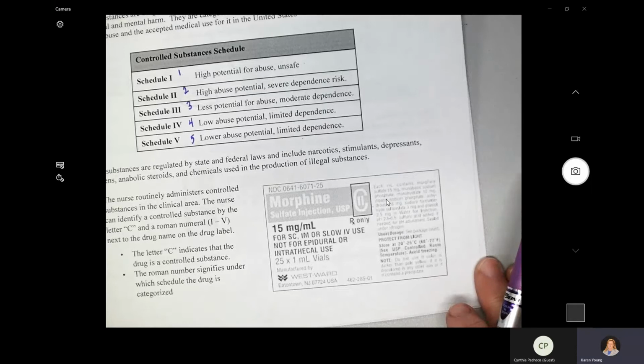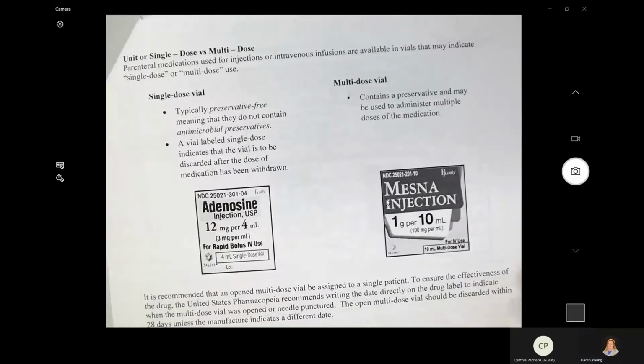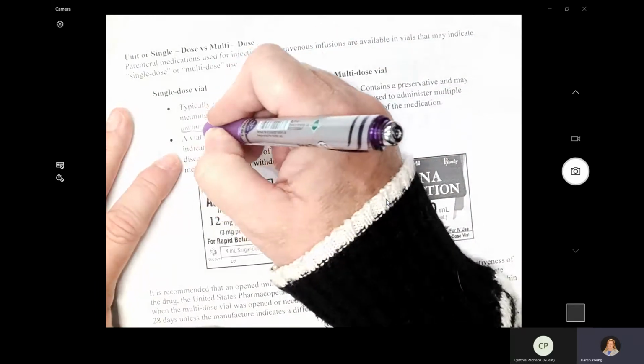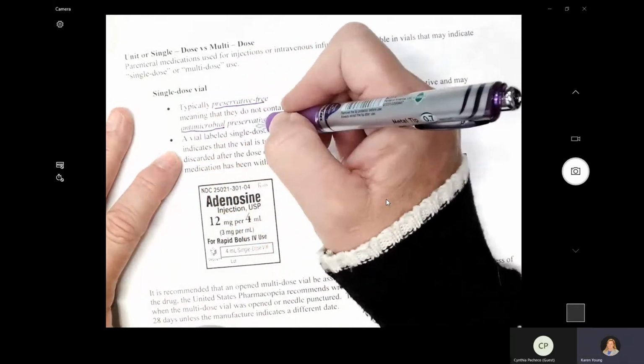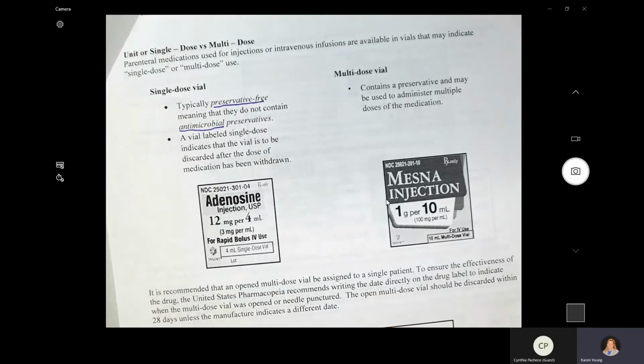And then we have our unit or single dose versus our multi-dose vials. A single dose vial is preservative free. It doesn't have the antimicrobial preservatives. That's those little microbes that you hear about in biology. They don't have preservatives to prevent them.